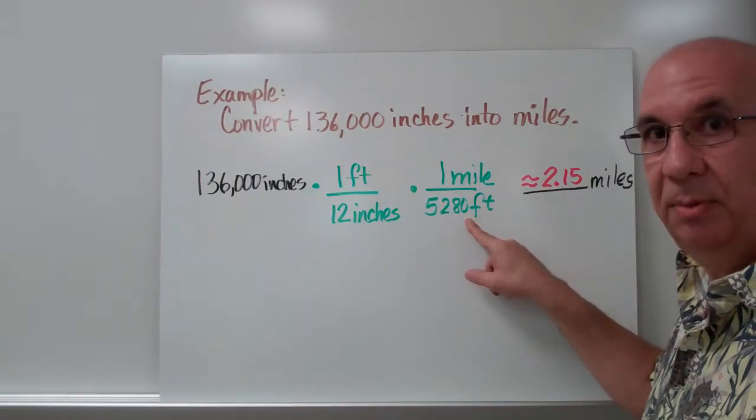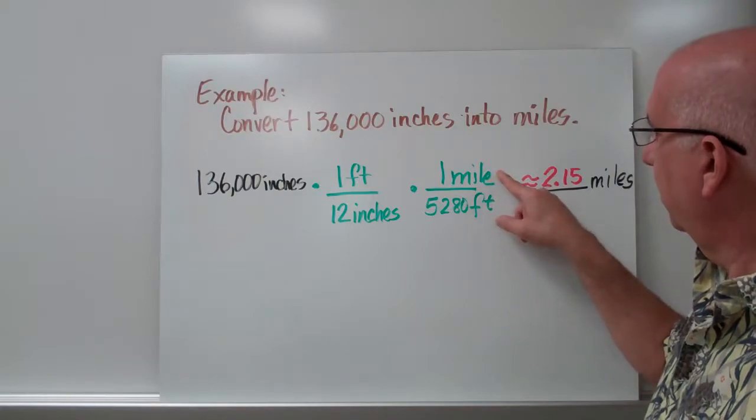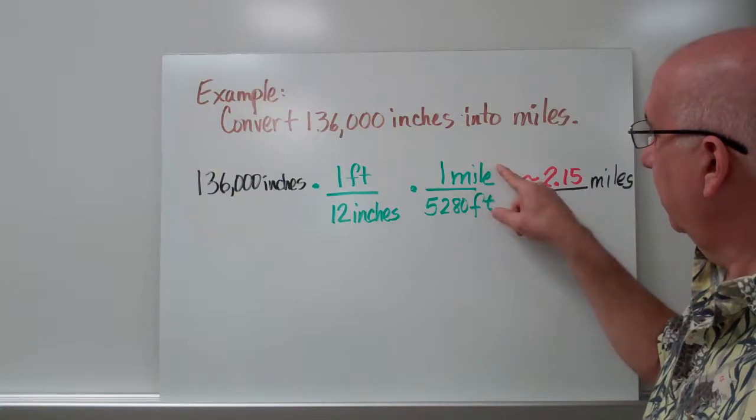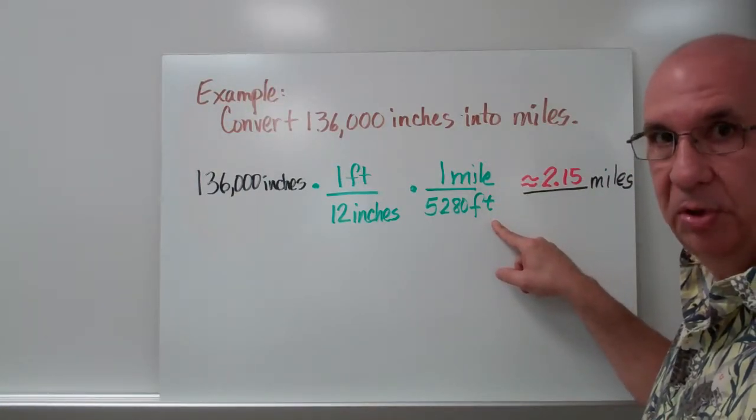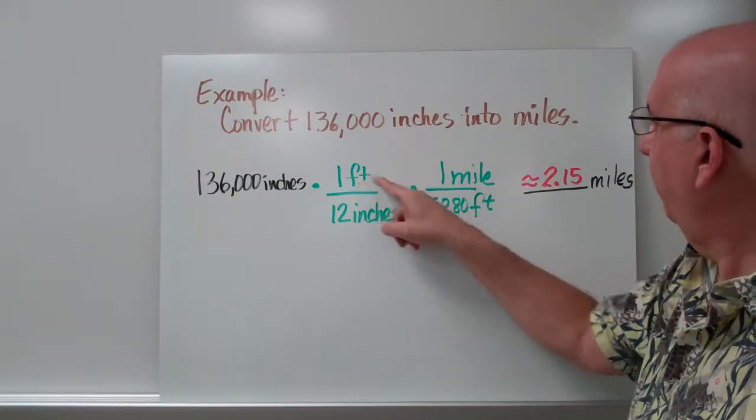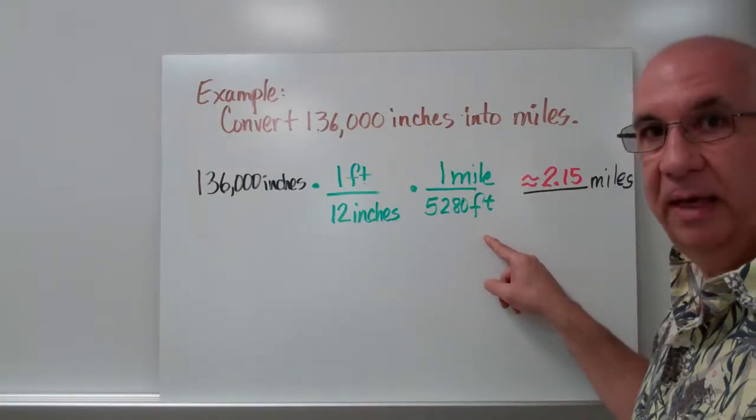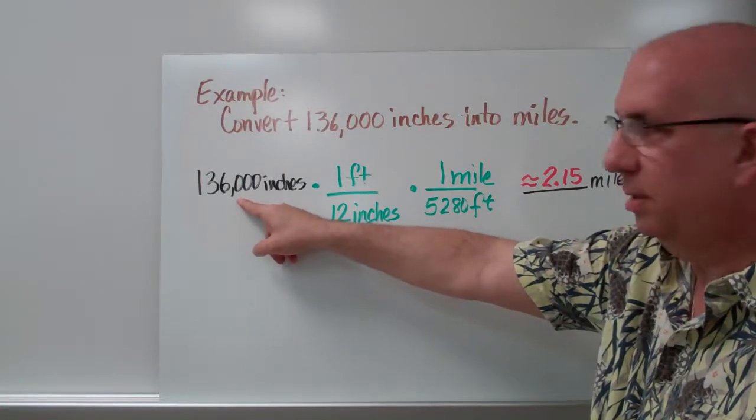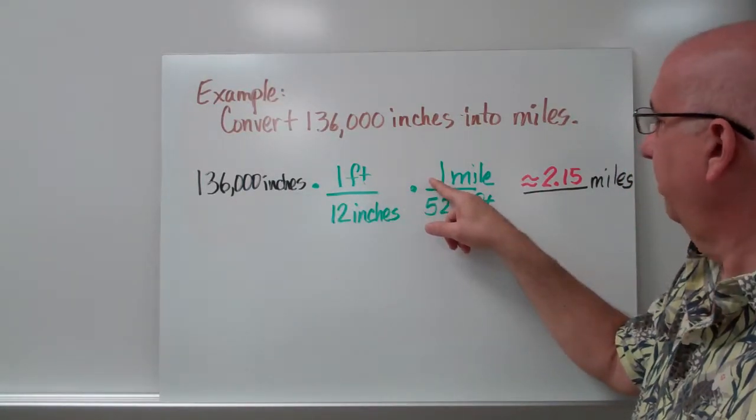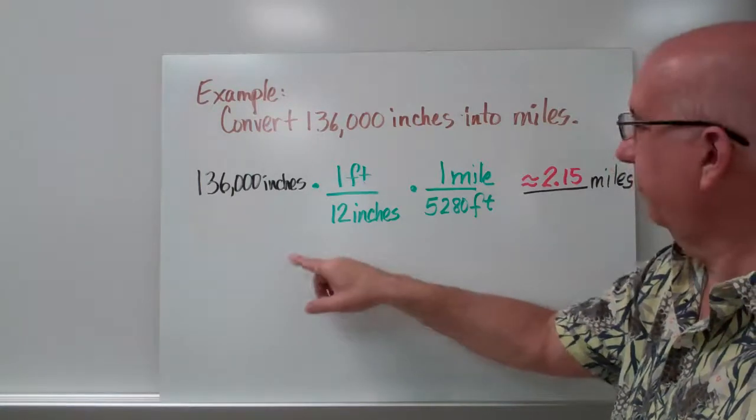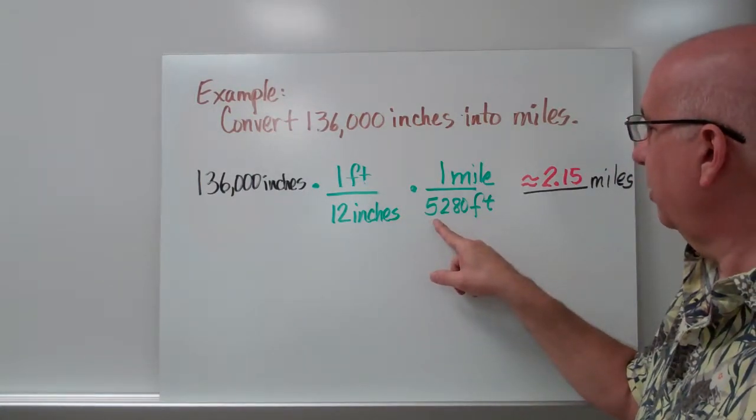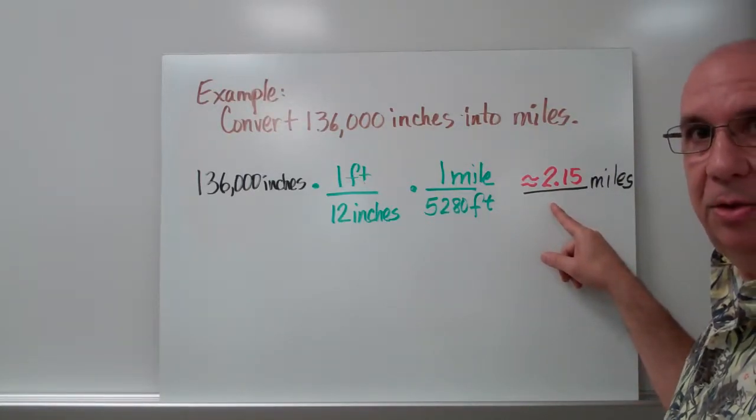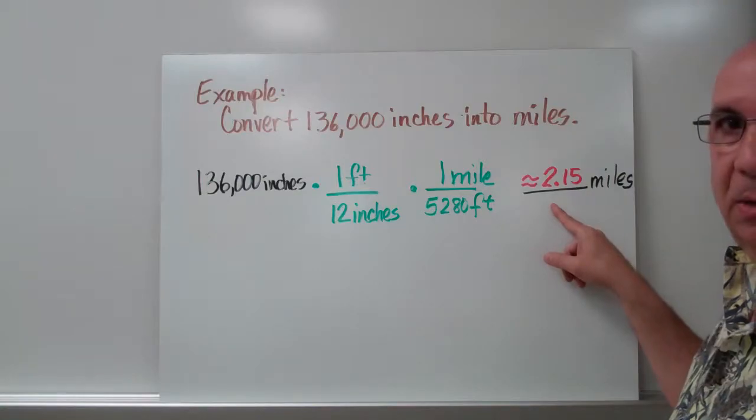Now we need feet from the top to the bottom. The next unit of measure above feet is miles. So in 1 mile, we know there are 5,280 feet. So this is 1 over 1. So we're multiplying by 1 again. My feet cancel. To find the answer, I multiply this top number, 136,000, times 1, times 1, divided by 12 times 5,280, which gives me approximately 2.15 miles.